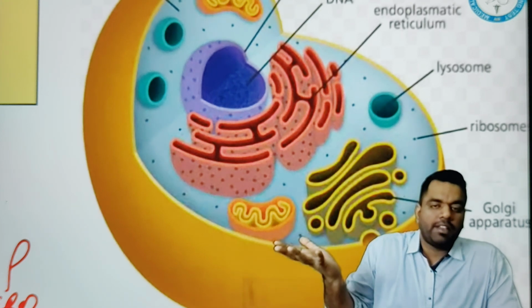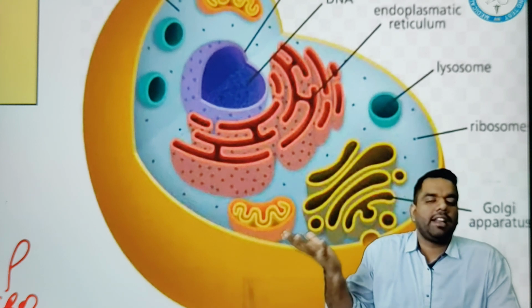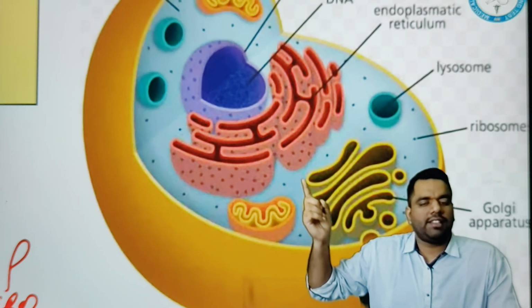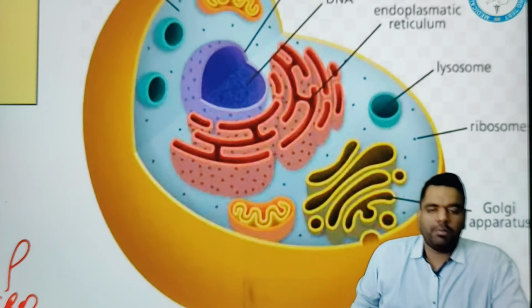Where will you dump this garbage from the cell, because you always have to maintain a neat and clean environment inside the cell. Once the cell gets more and more garbage, it needs to dump it somewhere, and this is dumped into the lysosome. This lysosome contains an acid.